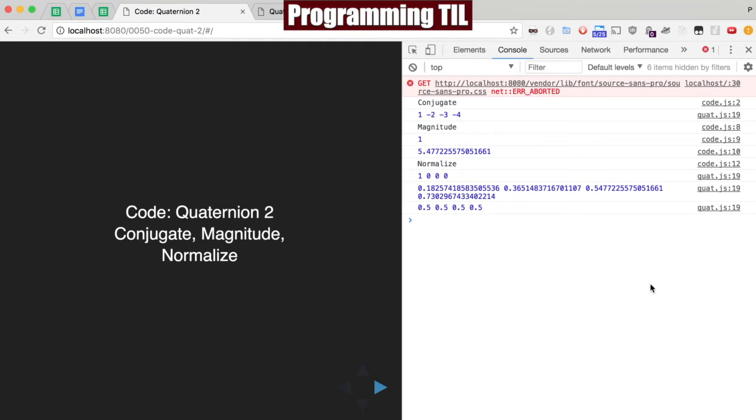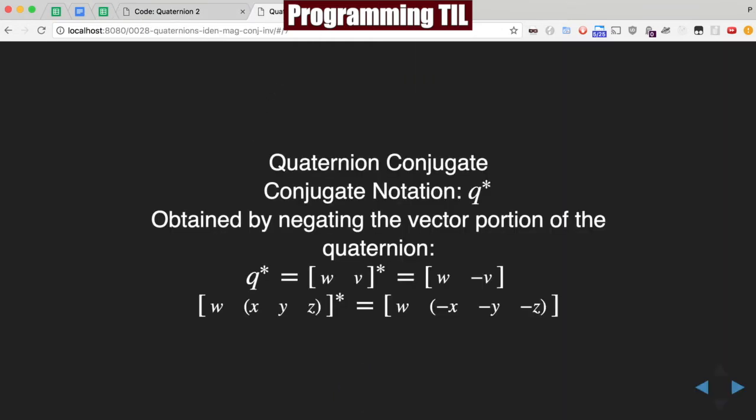This is part 2 looking at quaternion code. We'll keep it nice and short today. We'll be looking at the conjugate, the magnitude, and normalization. As you'll recall from episode 28, we covered the conjugate as well as the magnitude. So conjugate is just negating the vector portion of the quaternion.